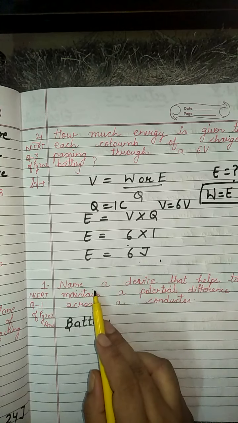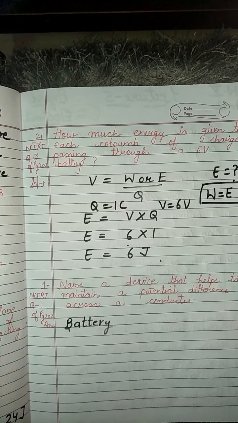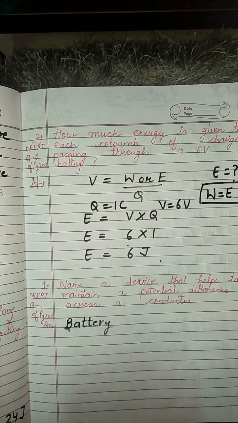And this is your NCERT question number 1, page number 202. Name a device that helps to maintain the potential difference across a conductor. So it is your battery.